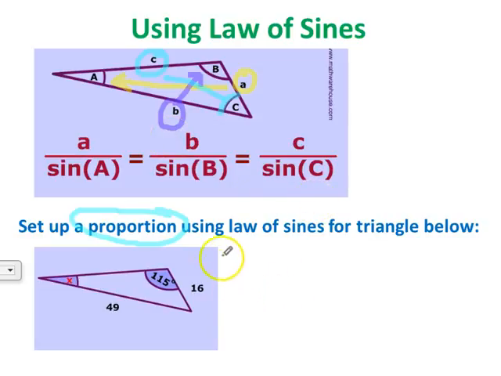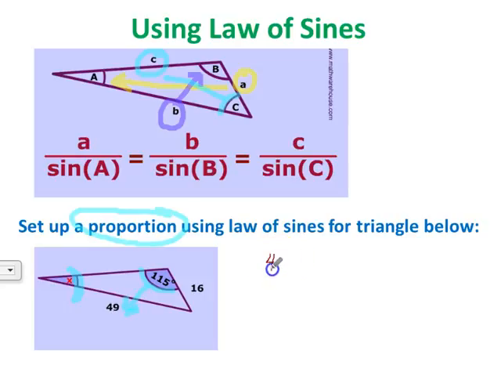So let's see an example. We're going to set up a proportion using the law of sines to solve for the triangle below. First, note that this triangle is not a right triangle. There are no right angles, so we know we can use the law of sines. We're trying to find this angle measurement right here. Well, we're given this angle here and the side directly opposite to it. So that's what I'm going to start with, setting up the ratio with our given information.